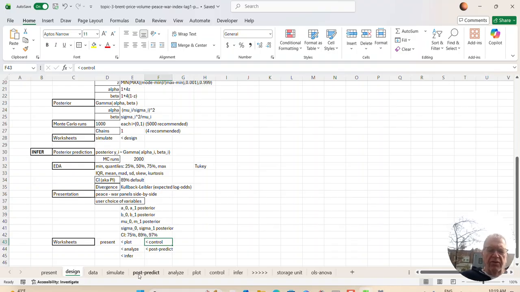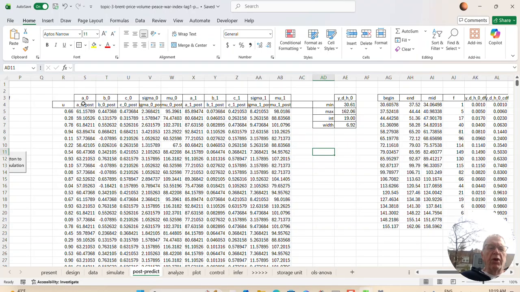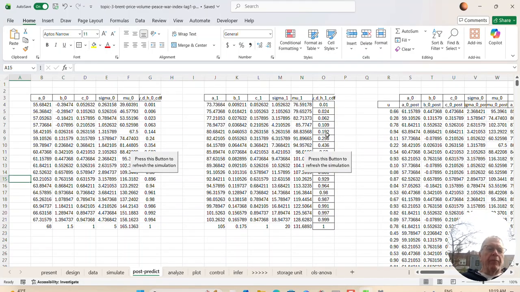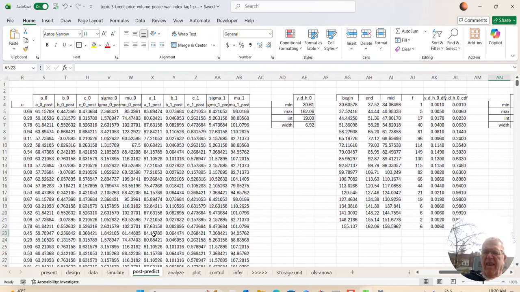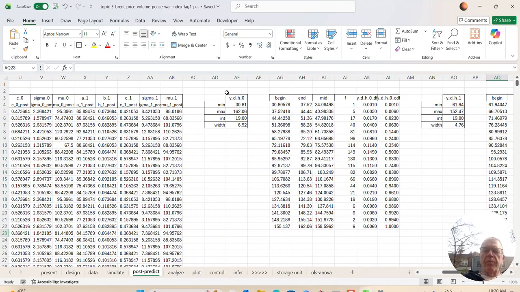Let's go to the post predict. This is where we're using the predictions. We're using A0, A1, C0, C1, mu0, and YDH0. Okay, so our simulation comes up with this. Here, it all comes up with this. Where does that come from?